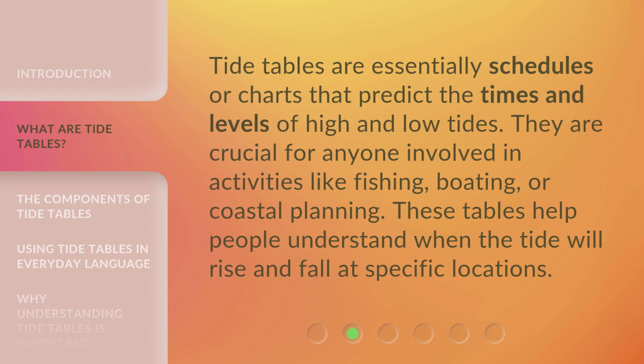Tide tables are essentially schedules or charts that predict the times and levels of high and low tides. They are crucial for anyone involved in activities like fishing, boating, or coastal planning. These tables help people understand when the tide will rise and fall at specific locations.